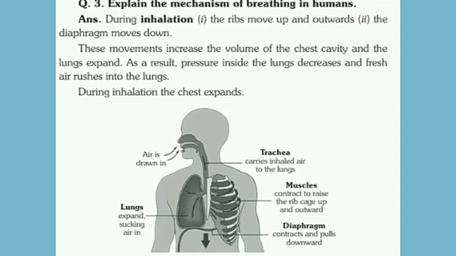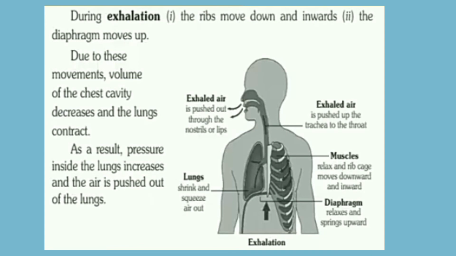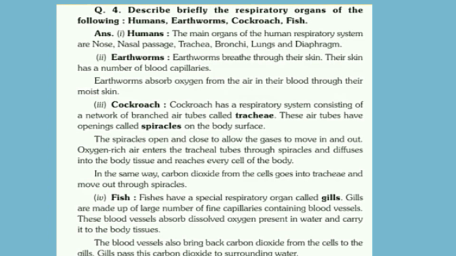And during inhalation, chest expands. So during exhalation, first the ribs move down and inwards, second the diaphragm moves up. Now, due to these movements, volume of chest cavity decreases and the lungs contract. As a result, pressure inside the lungs increases and the air is pushed out of the lungs. Question number 4. Describe briefly the respiratory organs of the following: humans, earthworm, cockroach, and fish.